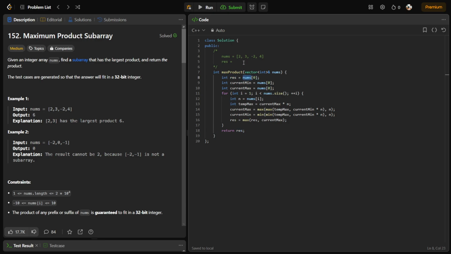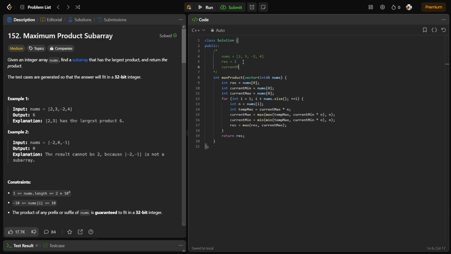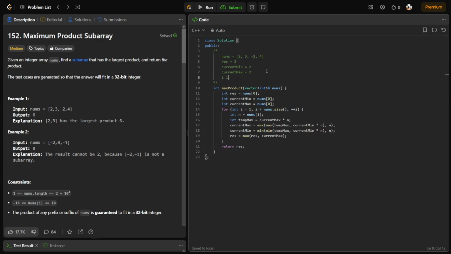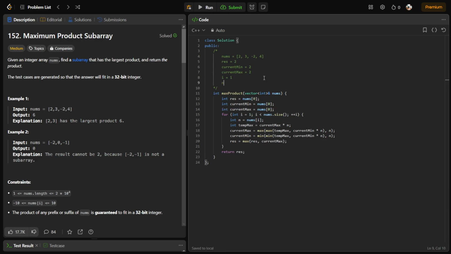So in this case, I initialize result as the first number, which is 2, the current minimum as 2 as well, and so is the current maximum. Right now we are only iterating through the first number, which is 2. So I'm starting i at 1, skipping past the first number, and n will become 3.